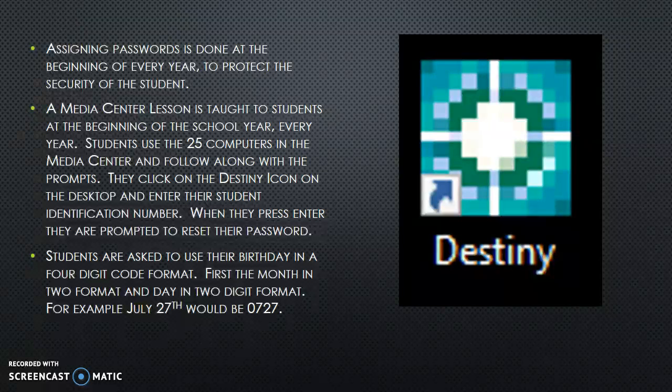Students are asked to use their birthday in a 4-digit code format. So that's first the month in two-digit format, and then the day in two-digit format. So for example, July 27th would be 0727. And I'm at an elementary school, and it's good for us to keep the passwords in this same format using the birthday because often they'll forget their password.